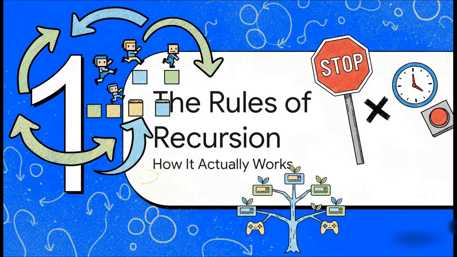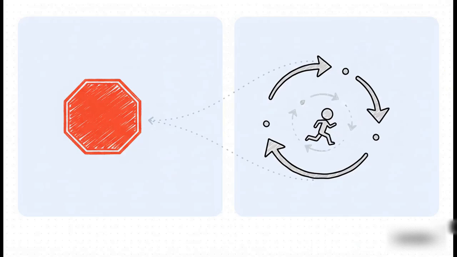Right, so let's get into how this actually works. Because for this to be a useful tool and not just a way to instantly crash your game, a recursive function has to follow two super strict rules. It's all about this delicate balance between repeating a process and knowing exactly when to hit the brakes. So, here they are. Rule number 1, you absolutely have to have a base case.